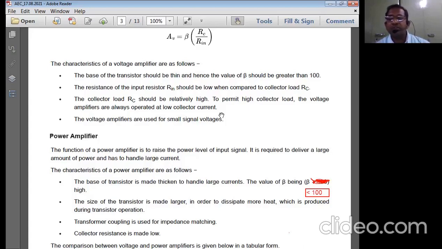One more thing we have seen in the case of a PN junction diode: the forward bias current is going to be more than the reverse biased PN junction diode current. Why is it so? Because the reverse resistance is going to be very high in comparison to the forward resistance of the PN junction diode.